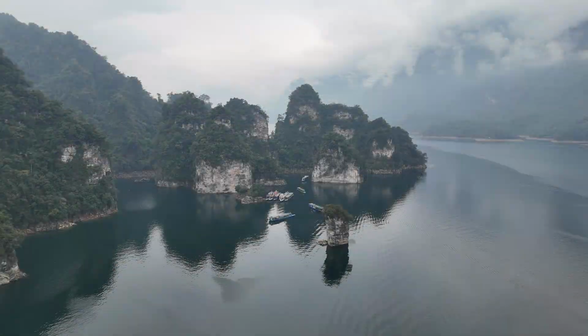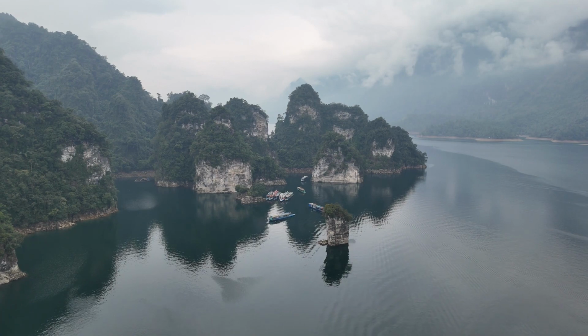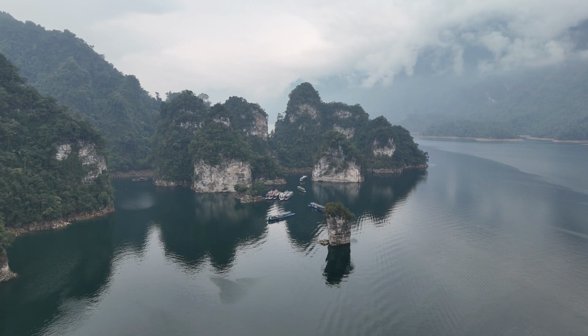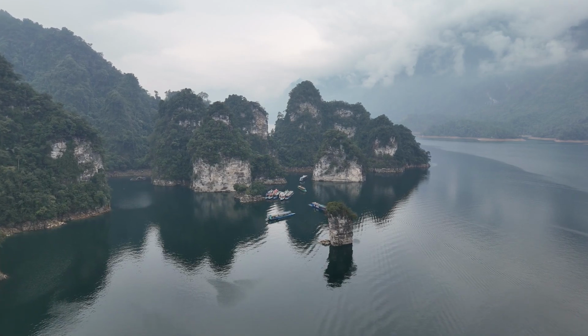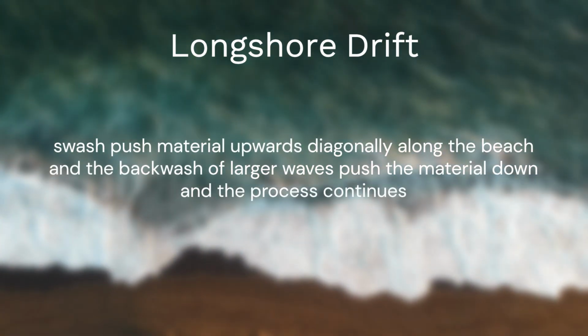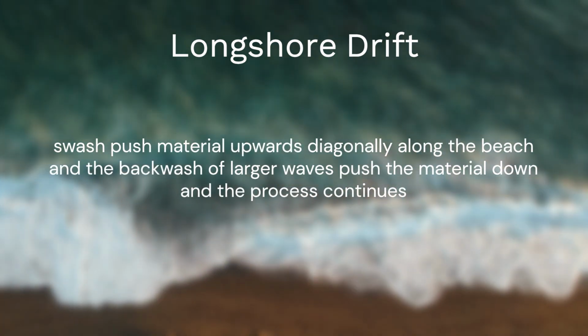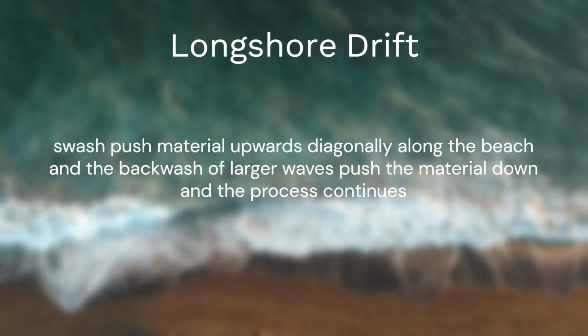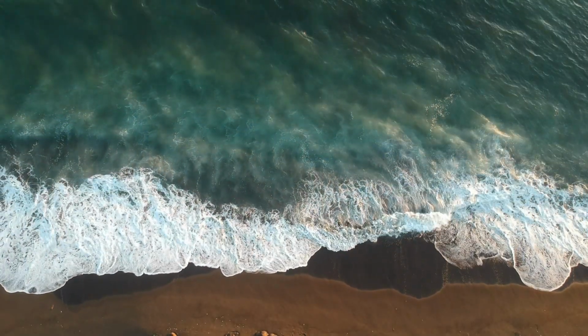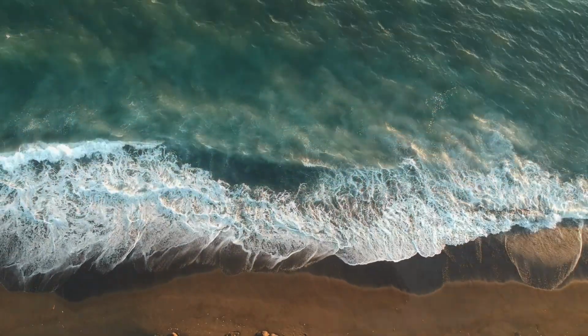Geos are narrow coastal inlets formed by the erosion of rock along fractures. These unique landforms are shaped by both wave action and geological weaknesses in the rock. Longshore drift occurs when waves push material diagonally along the beach, with swash moving sediment up the beach and backwash pulling it back down. This continuous process moves sediment along the coastline.